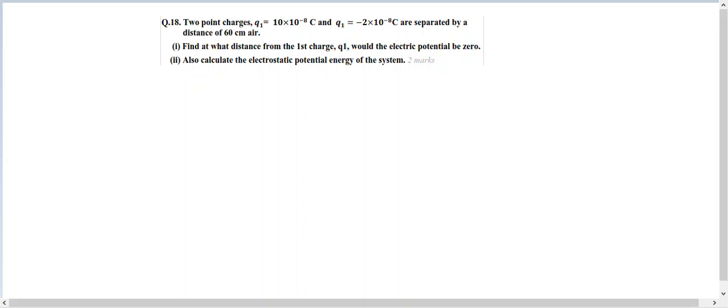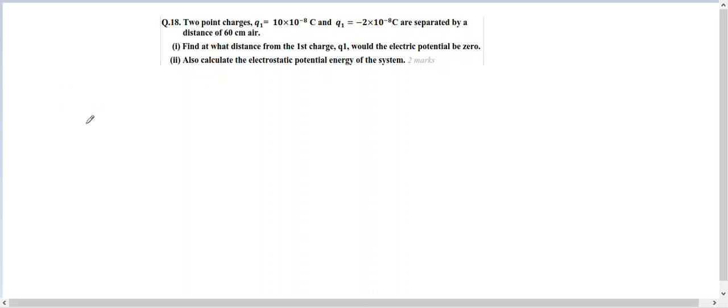Let's read a question. It says that two point charges, Q1, which is 10 into 10 to the power minus 8 coulomb, and Q2, which is minus 2 into 10 to the power minus 8 coulomb, are separated by a distance of 60 centimeter in air. Find at what distance from the first charge Q1 would the electric potential be 0, and also calculate the electrostatic potential energy of the system.